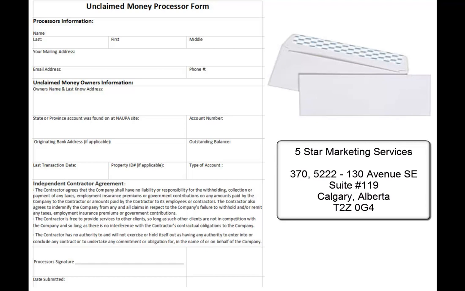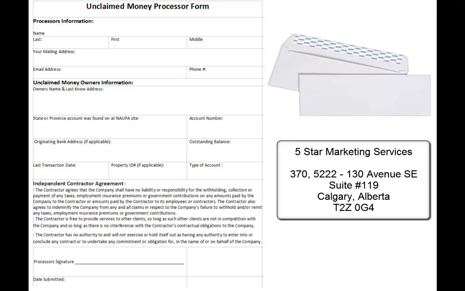So on the screen now, you have one of the unclaimed money processor forms. And in the first section up at the top, you're just going to put in your own processor information. So your last name, your first name, your middle name, your mailing address, because we need to know that, and your email address and phone number so that we can issue the checks and the payments to you.